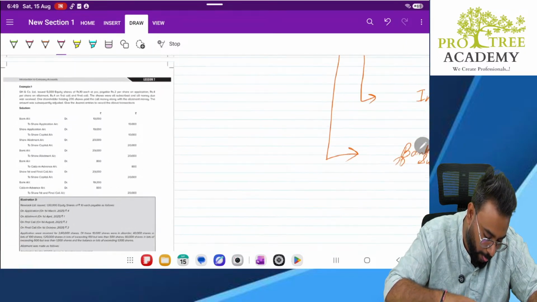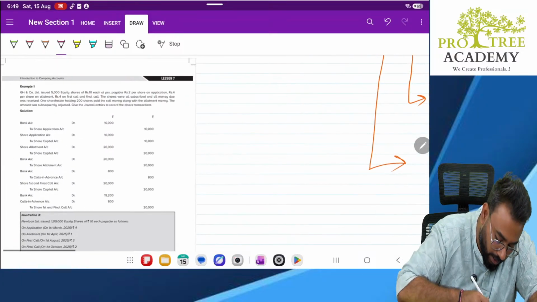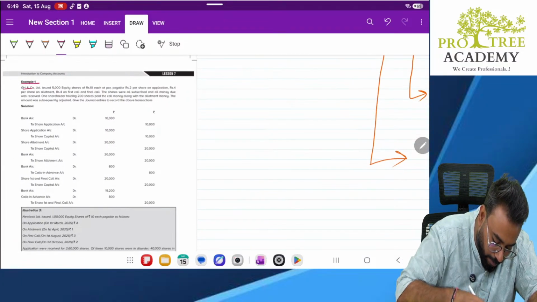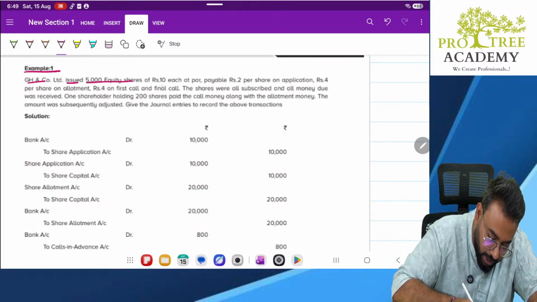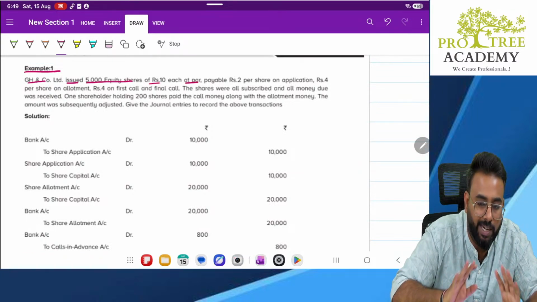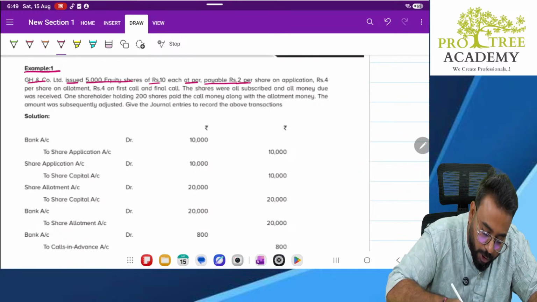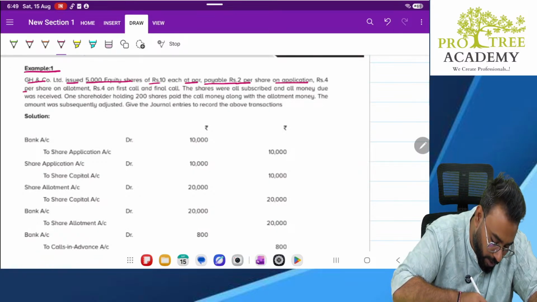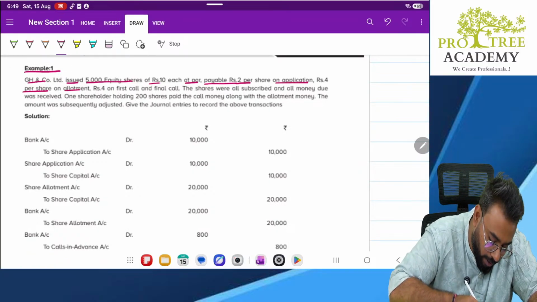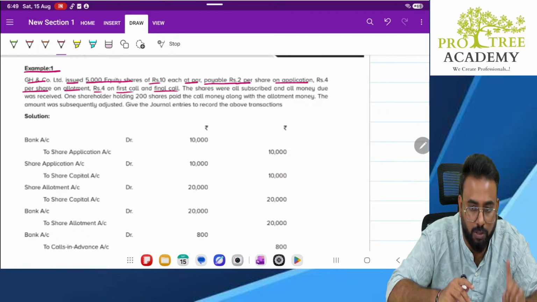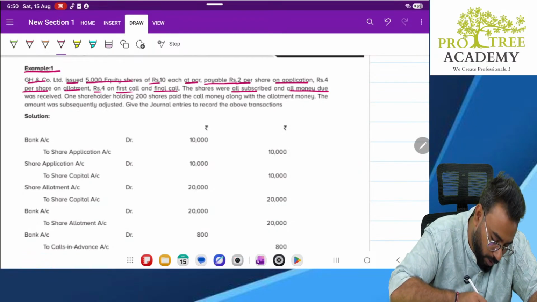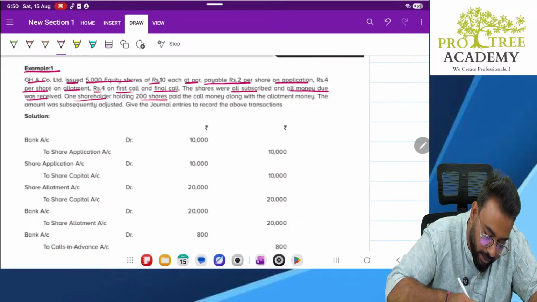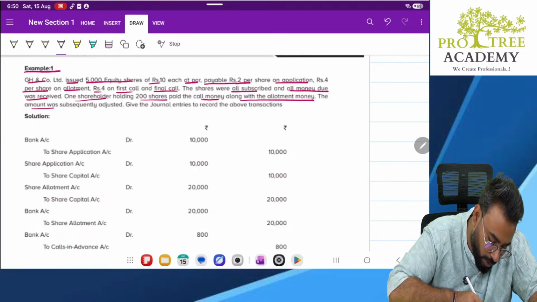Okay. Let's solve one example to make the things clear. Example 1. GH company issued 5,000 equity shares of 10 each at par. So they are telling there is no premium. Payable rupees 2 per share on application, rupees 4 per share on allotment, rupees 4 on first and final call. So there is only one call, first and final call. The shares were all subscribed and all the money due was received. One shareholder holding 200 shares paid the call money along with the allotment money. The amount was subsequently adjusted.